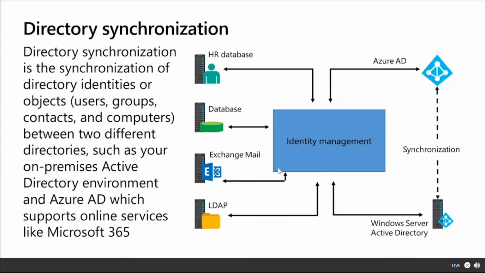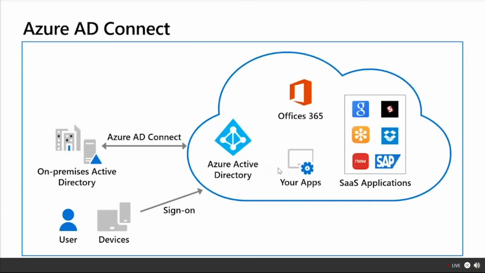Directory synchronization allows you to manage your identity in Active Directory Domain Services, and then all updates to your user accounts, groups, and contacts are synchronized into the Azure Active Directory tenant of your Microsoft 365 subscription. The Azure AD Connect tool is what's used to synchronize your user accounts from ADDS to Azure AD.